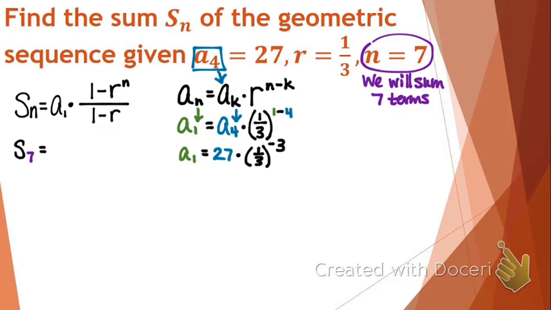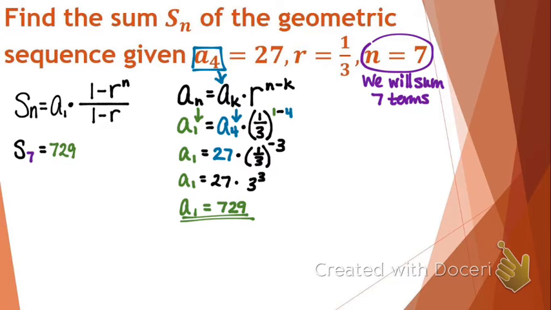We talked about this briefly yesterday. When I have a negative exponent, what does that do to the base? It's going to flip it, turn it into the reciprocal. So what's the reciprocal of 1/3? 3. So I have a sub 1 equals 27 times 3 to the 3rd power. So what is the first term of this sequence? 729. We're going to use that in our summation formula.